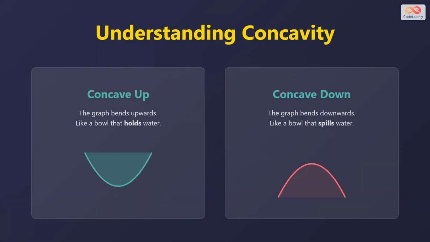Before we find the inflection points, we need to understand concavity. Imagine a spoon or a bowl. If it faces up and can hold water, we call that concave up. If it faces down, like an umbrella protecting you from rain or a bowl that spills water, that is concave down.